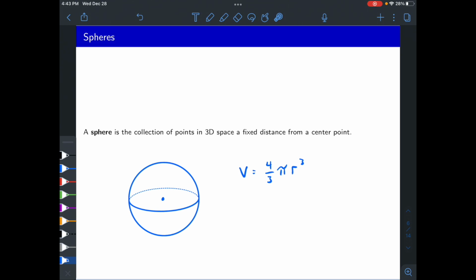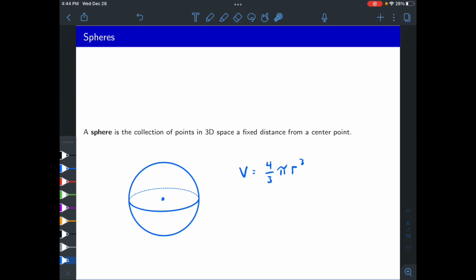Spheres are defined similarly to circles in two dimensions. A sphere is just a collection of points in three-dimensional space a fixed distance from a center point. A circle is a collection of points in two-dimensional space that are a fixed distance from a center point. A sphere is literally the same definition, just extended to three-dimensional space. The volume of a sphere is given by 4/3 pi r cubed. I'm not going to justify that formula. That's just kind of there for you.